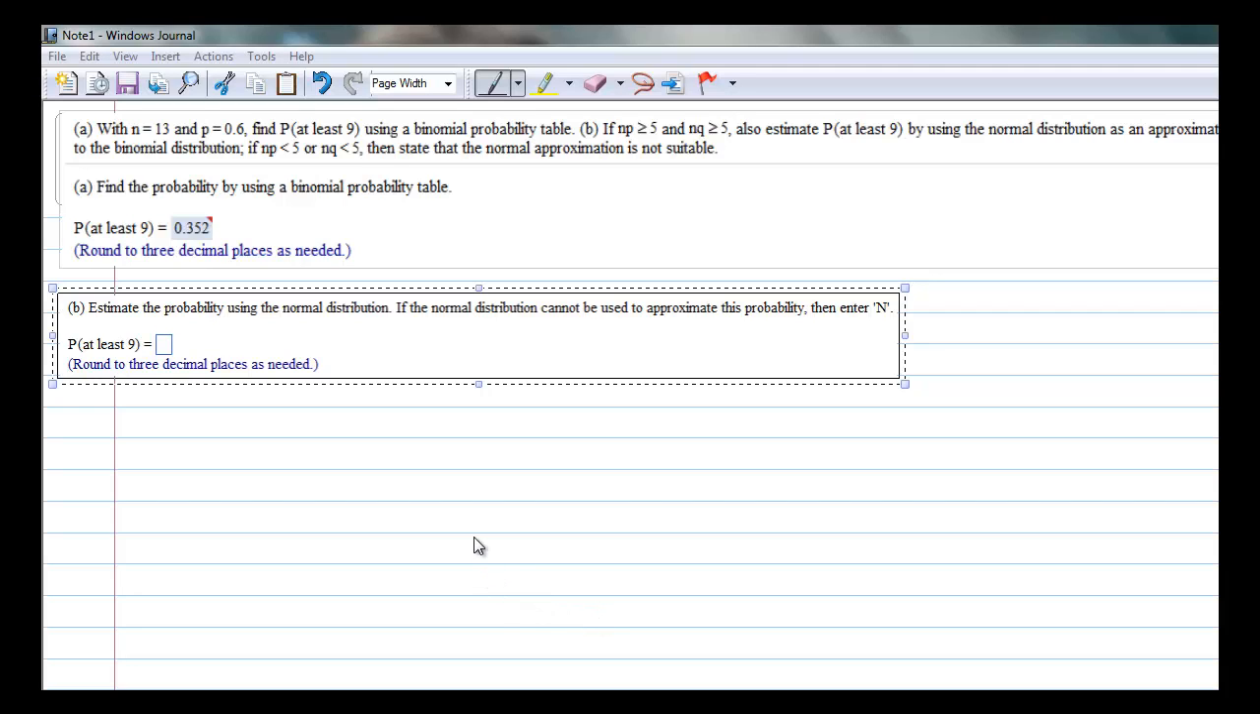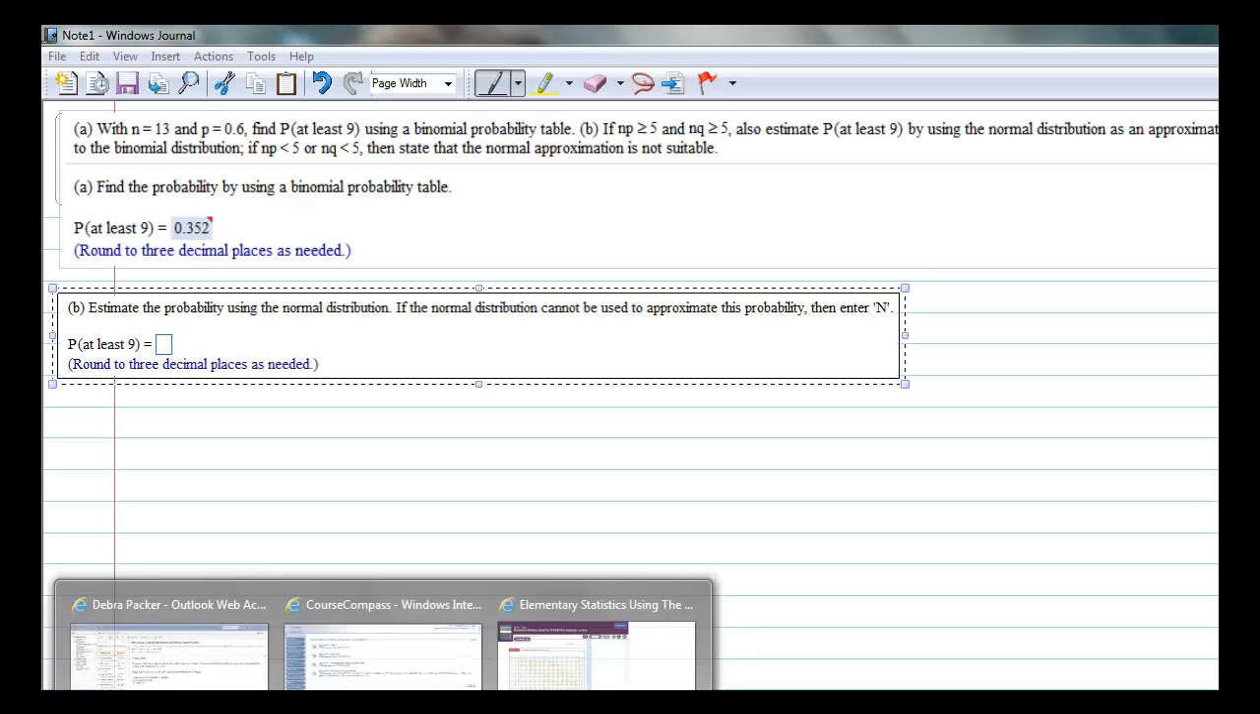Okay, let's take a quick look at this problem. It says with n equal 13, p equals 0.6, find P of at least 9 using a binomial probability table. I notice that you had a little trouble coming up with that number. The little red triangle means you didn't get it right.